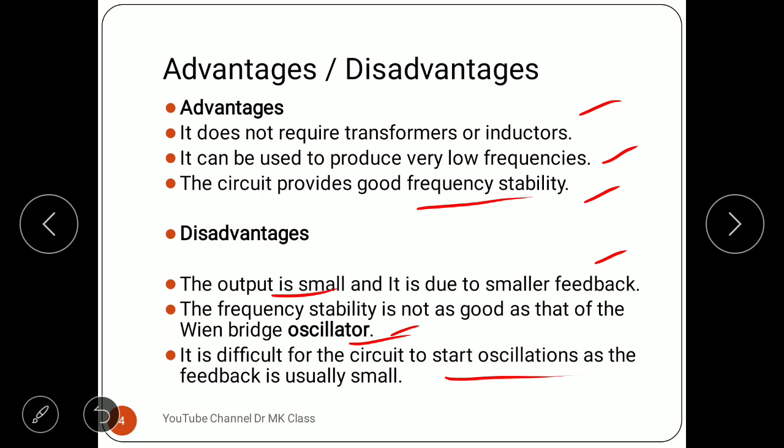Why it is so is that creating noise, getting positive feedback and amplifying it will take a lot more delay. When you switch on the power supply, it will take a little more time to stabilize its oscillations. That's why it is difficult for the circuit to start the oscillations, as the feedback is usually low. Because of resistance and capacitance, a voltage drop will come. That voltage drop will lead to phase lagging, 60 degree, 180 degree, all those things. But the amplitude will be less. So it will take a little more time to pick up the oscillations. That is the one drawback for this.